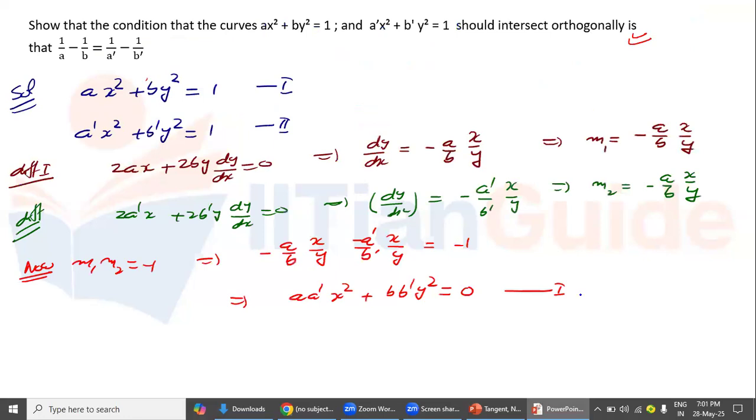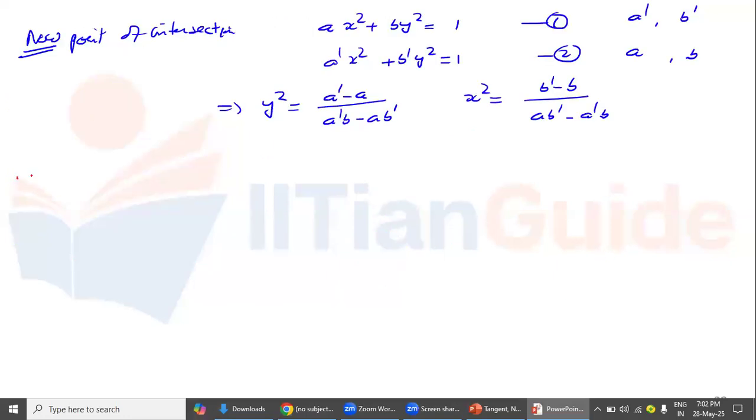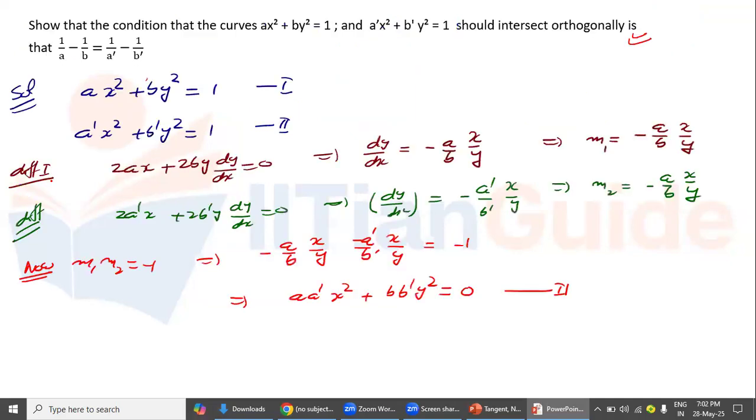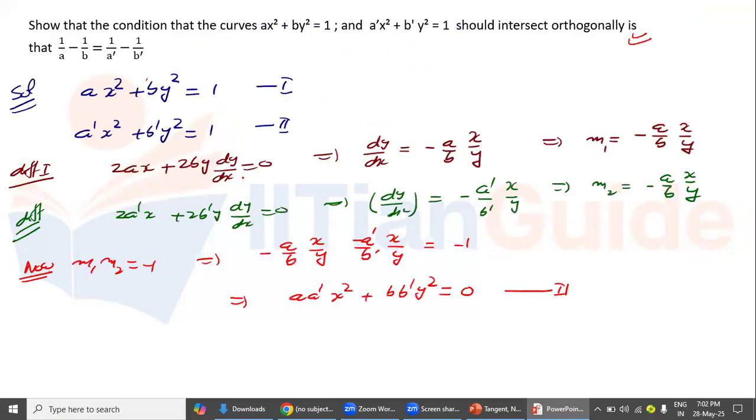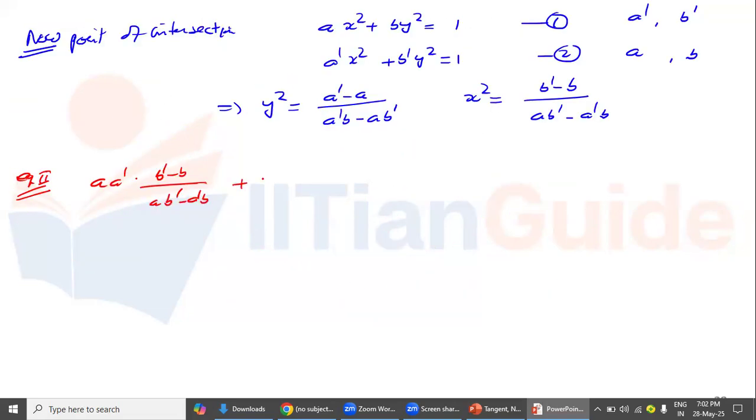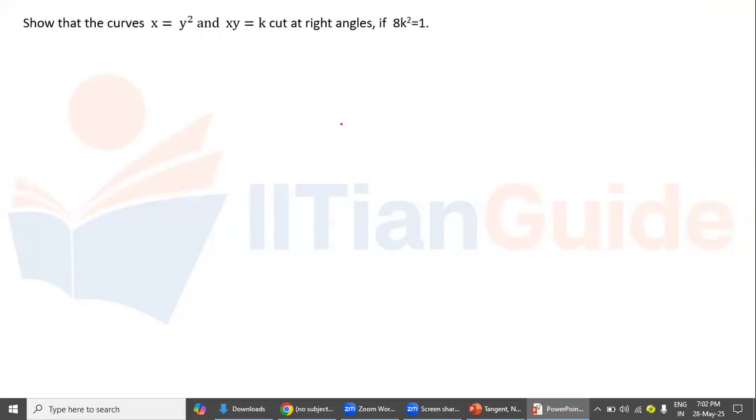I have got this equation number 1. Go back to equation number 2. It's not 1, it's 2. Okay, it is 2, equation number 2. I am putting the value of x square and y square, the point of intersection. a dash x square, I have got b dash minus b divided by ab dash minus a dash b. Okay, and plus bb dash y square. It's lengthy, but I have a shortcut.